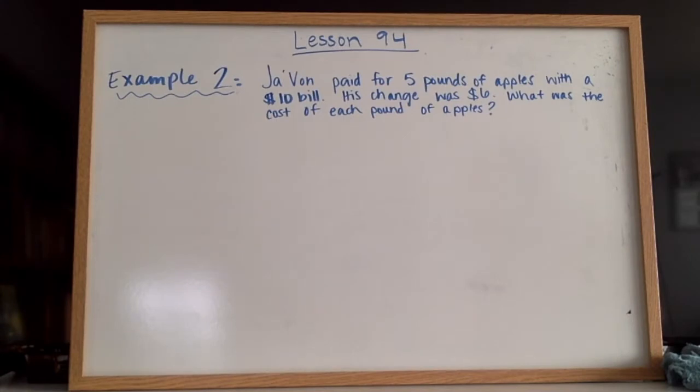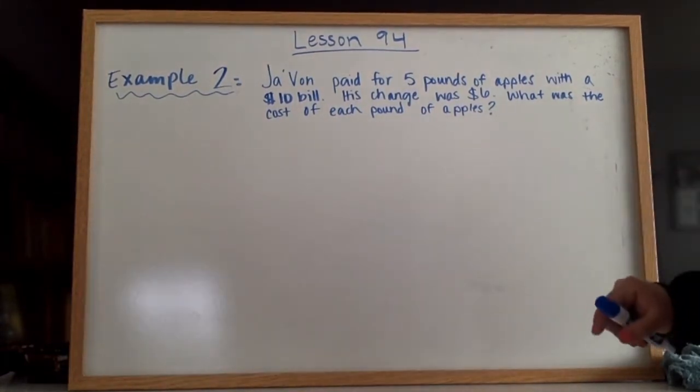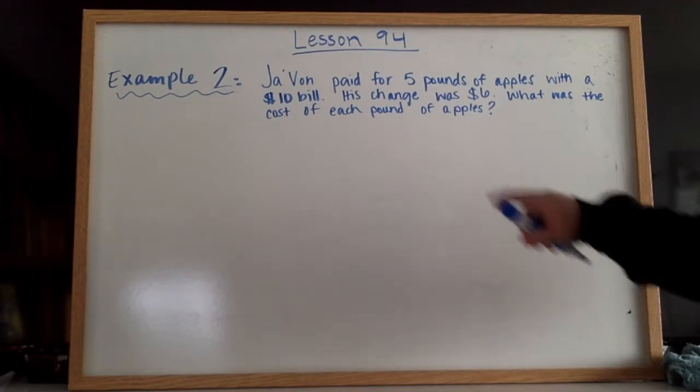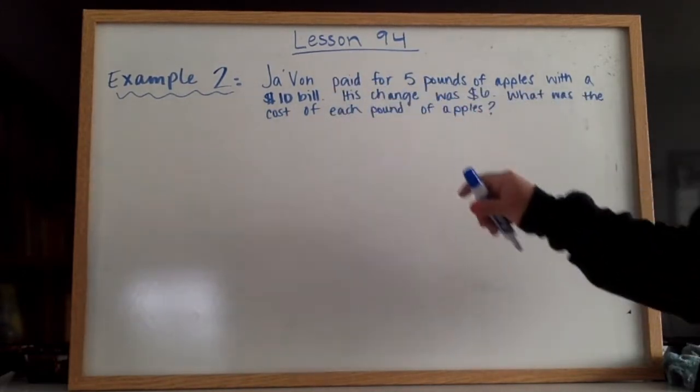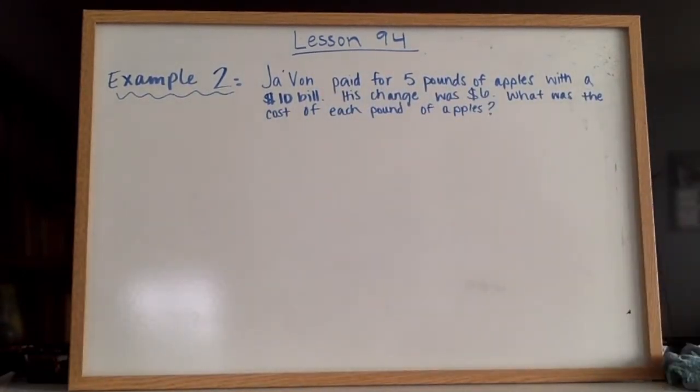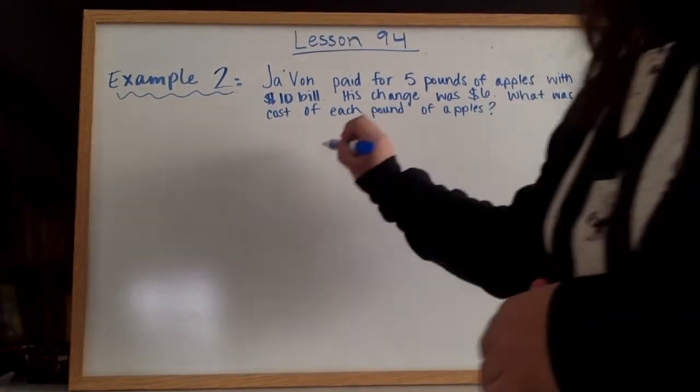Example 2. Yvonne paid for 5 pounds of apples with a $10 bill. His change was $6. What was the cost of each pound of apples? So again, in this problem, we're going to have to do a couple steps to figure out an answer for this question. So right now, what we know is that Yvonne paid for these apples, and he used a $10 bill.